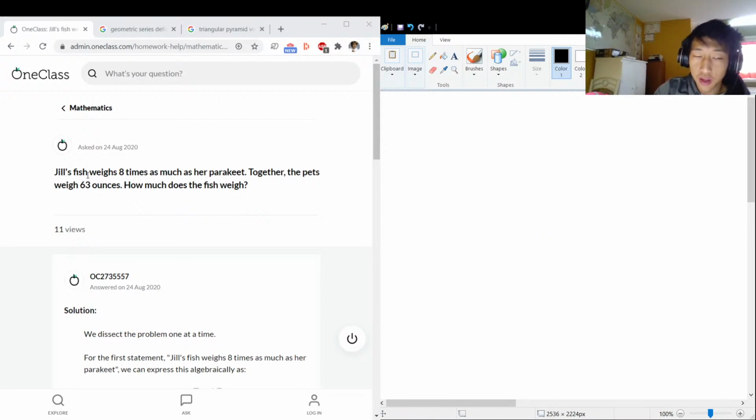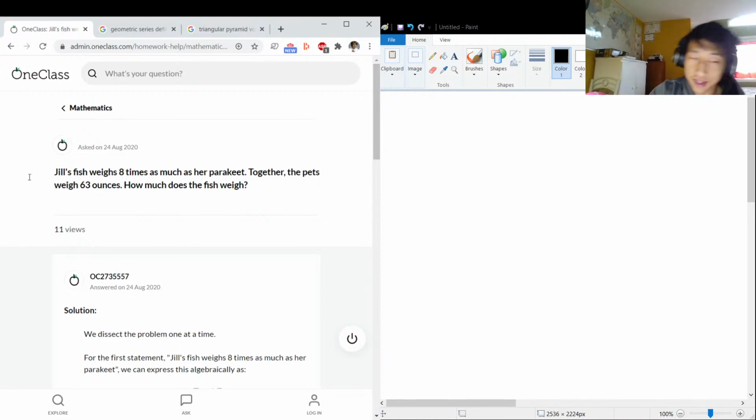So we got Jill, and she got a fish that is 8 times heavier than a parakeet. That's a heavy fish. I think a parakeet is a bird, right? Together, the parakeet and the fish are 63 ounces together. That's a couple pounds. I think there's 16 ounces in a pound. How much does the fish weigh? Let's ignore all the biology stuff and just focus on the math.